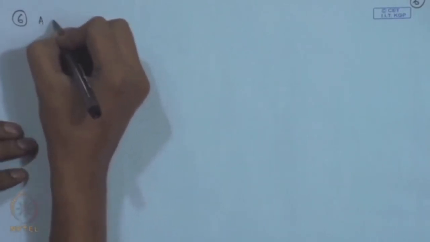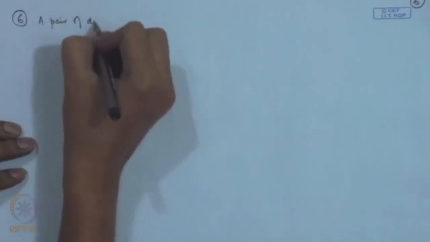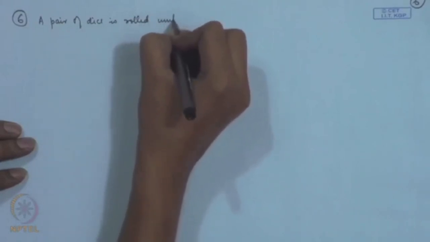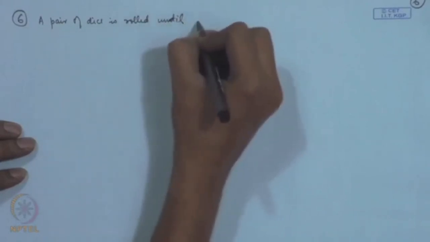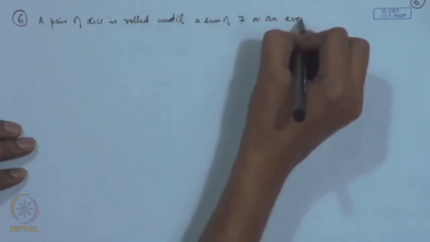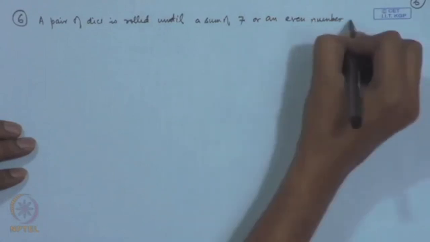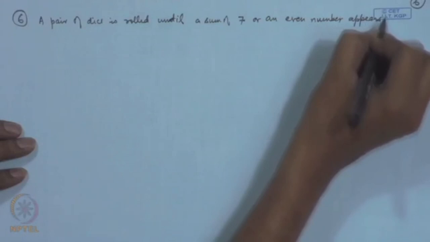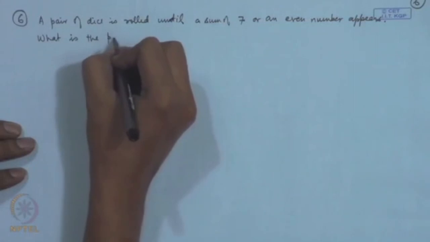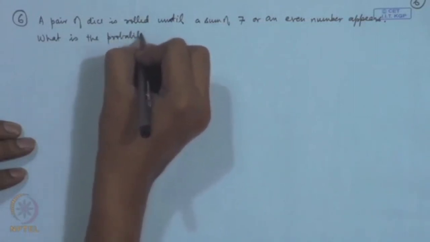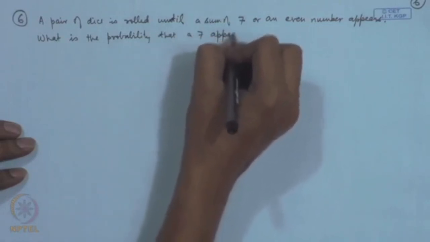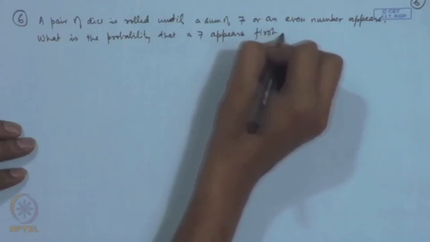A pair of dice is rolled until a sum of 7 or an even number appears. What is the probability that a 7 appears first?